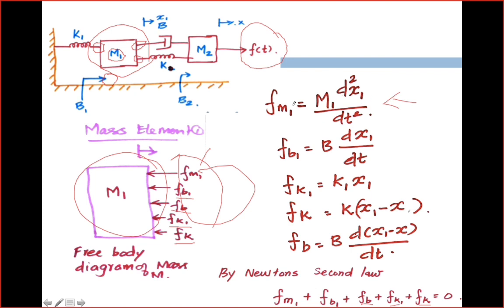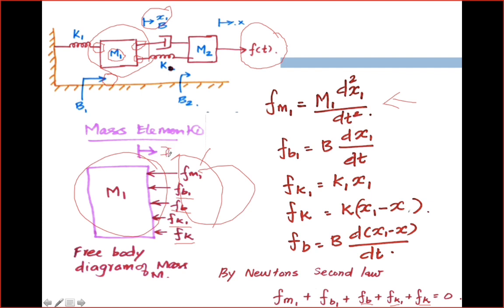So here Fm suffix 1 is equal to m1 d square x1 by dt square. Before writing this particular equation, we need to consider the displacement. The displacement related to the first mass element is x1. You can see it in the top of this particular figure, just have a look. So the displacement related to the mass element is x1.